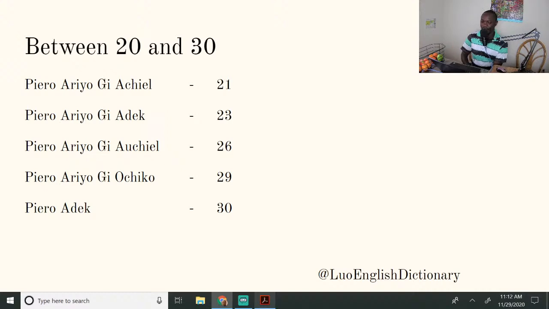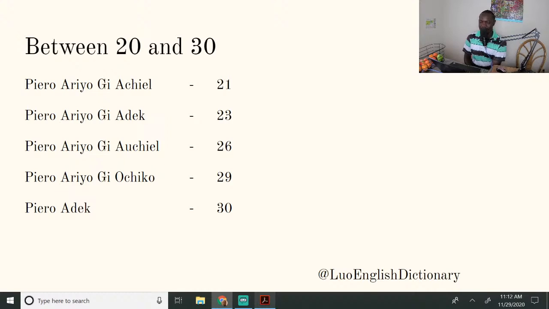Then piero ariyo gi ariyo. Piero ariyo gi adek. Piero ariyo gi ang'wen. Piero ariyo gi abich. Piero ariyo gi auchiel. Piero ariyo gi abiriyo. Piero ariyo gi aboro. Piero ariyo gi ochiko. Then, when you move down to 30, you will say piero adek.